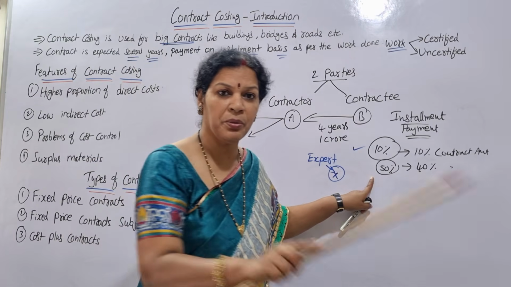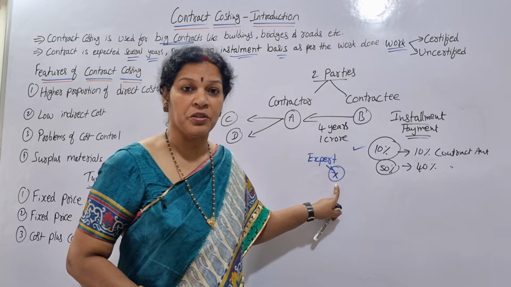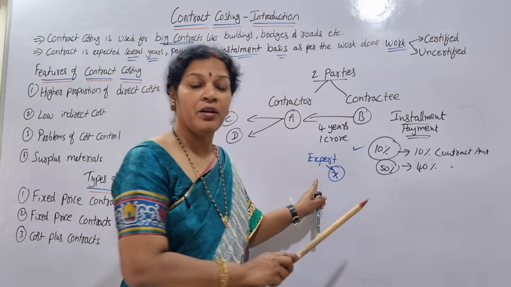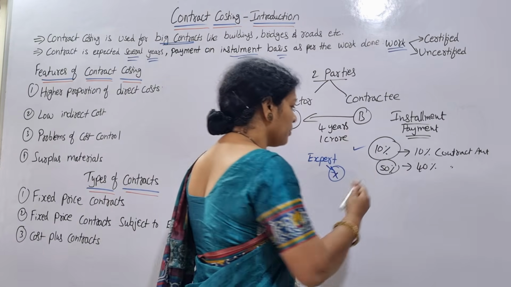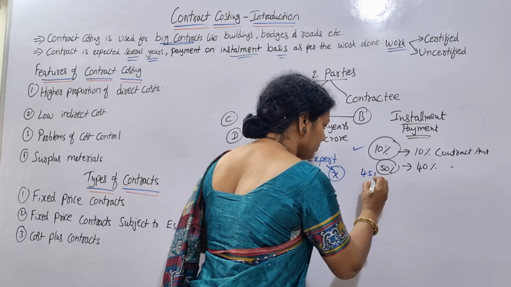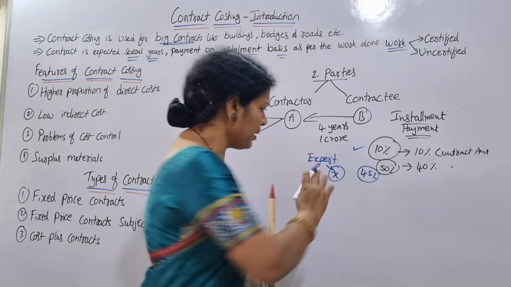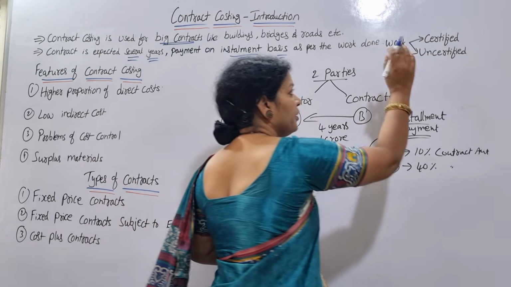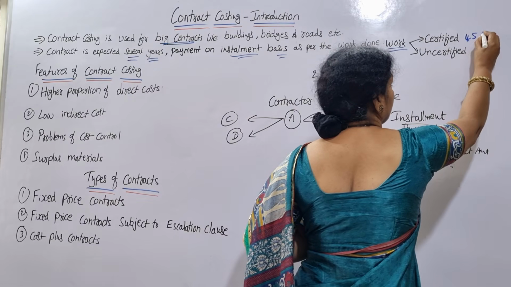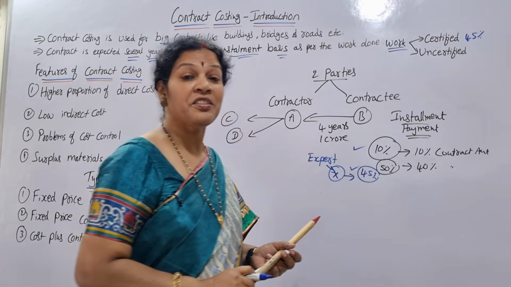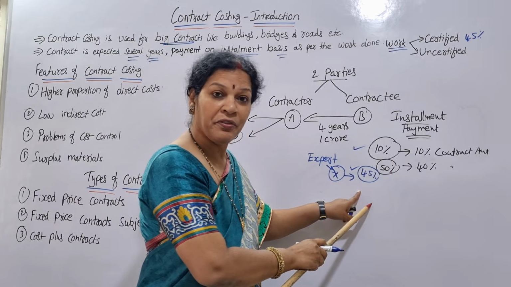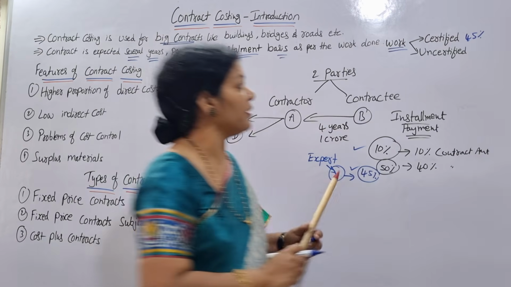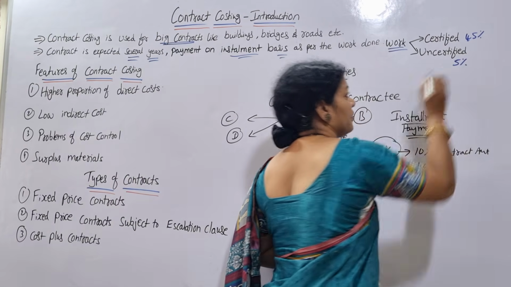A is claiming I have completed 50%. X has to accept it, X has to certify it. Yes, 50% is completed. If at all X is saying he has completed only 45%, claiming 50 but X is saying only 45% completed, then certified work will be 45% only. And uncertified: total claimed 50, 45 certified, uncertified is 5, 50 minus 45. So uncertified is 5%.